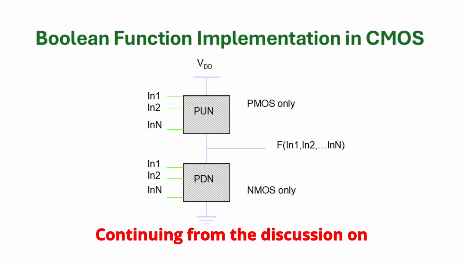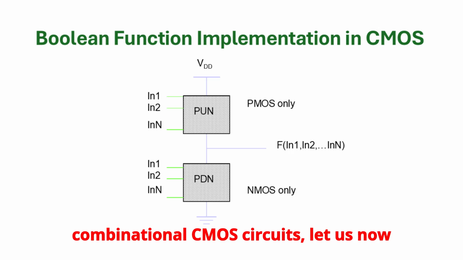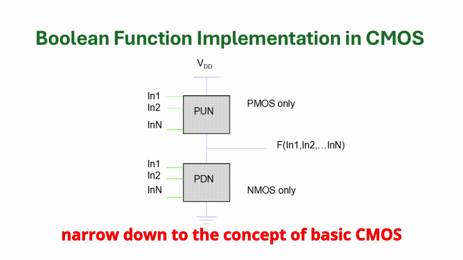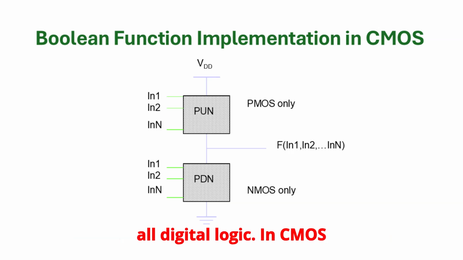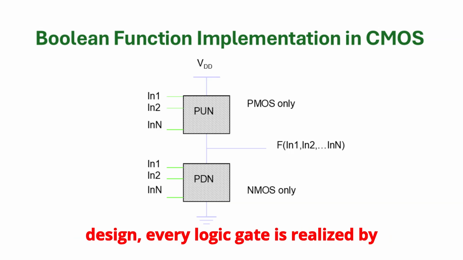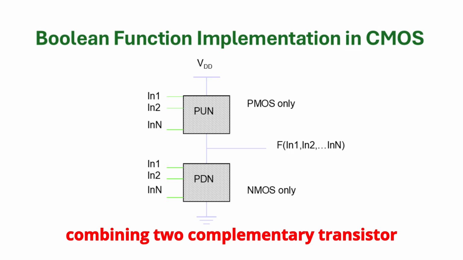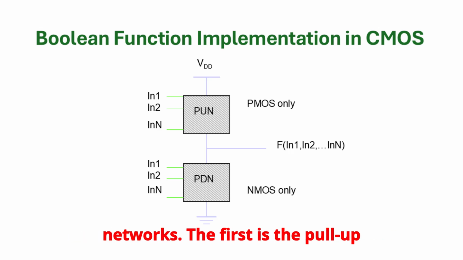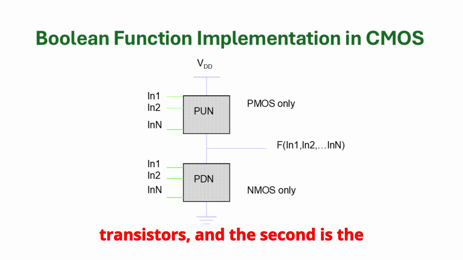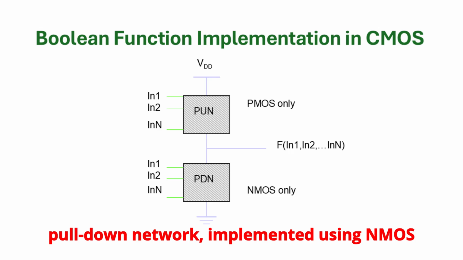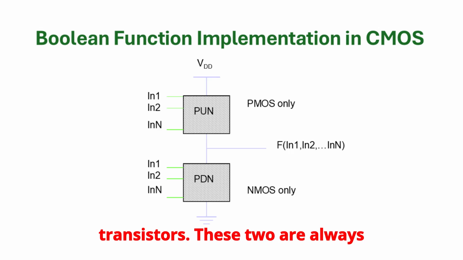Continuing from the discussion on combinational CMOS circuits, let us now narrow down to the concept of basic CMOS gates, which form the building blocks of all digital logic. In CMOS design, every logic gate is realized by combining two complementary transistor networks. The first is the pull-up network, implemented using PMOS transistors, and the second is the pull-down network, implemented using NMOS transistors.